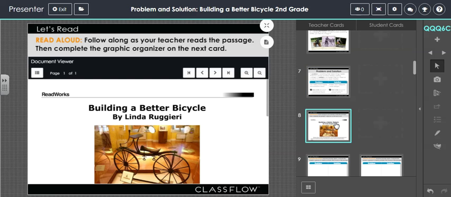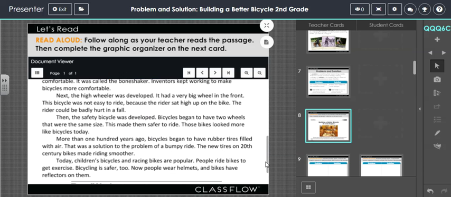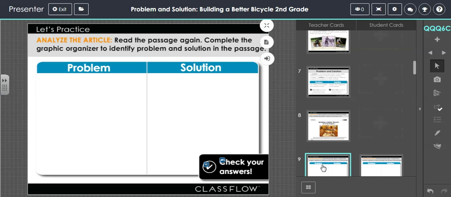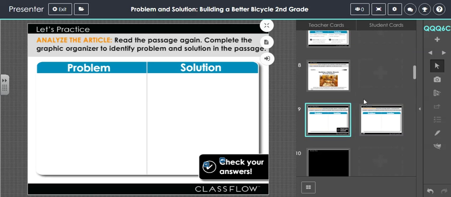The next card, we get into the reading. This is an article by ReadWorks, and it's embedded directly into the card, which the teacher can scroll through and navigate through as a PDF file. So the idea here is that the class would read the passage together and then complete the graphic organizer on the next card. The graphic organizer is split into a student card and a teacher card. They are both the same.